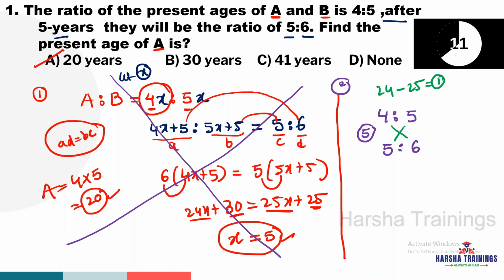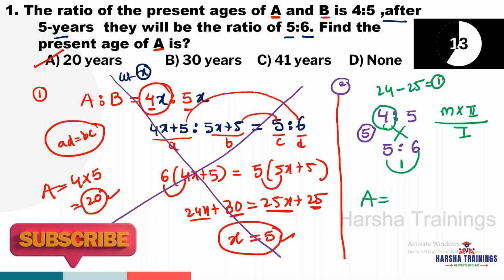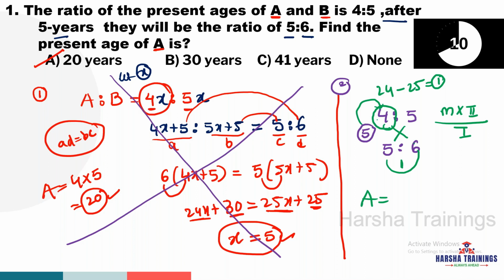Coming to the second step, check the second ratio difference. 5 to 6, the difference is how much guys? 1. And coming to the last step, multiplication: step 2 difference by step 1 difference, into the age. So find out the present age of A. Here A is how many parts? 5 parts. After how many years? 5 years, right? 5 4s are 20.